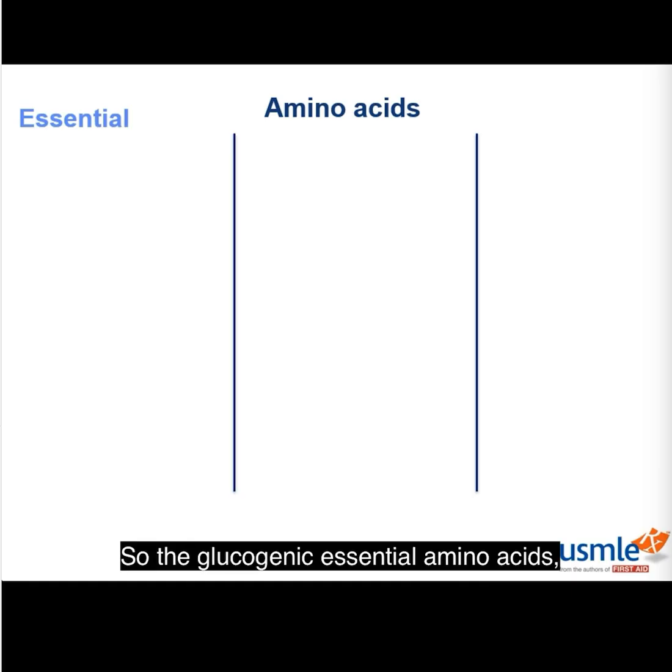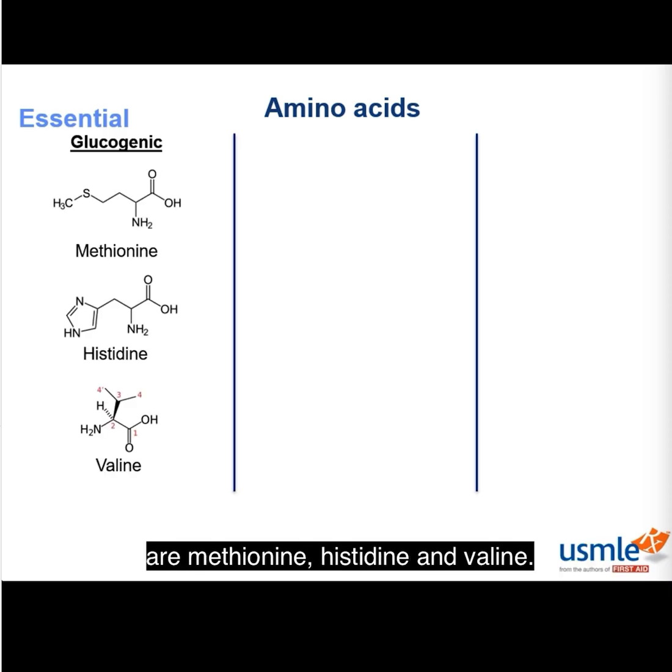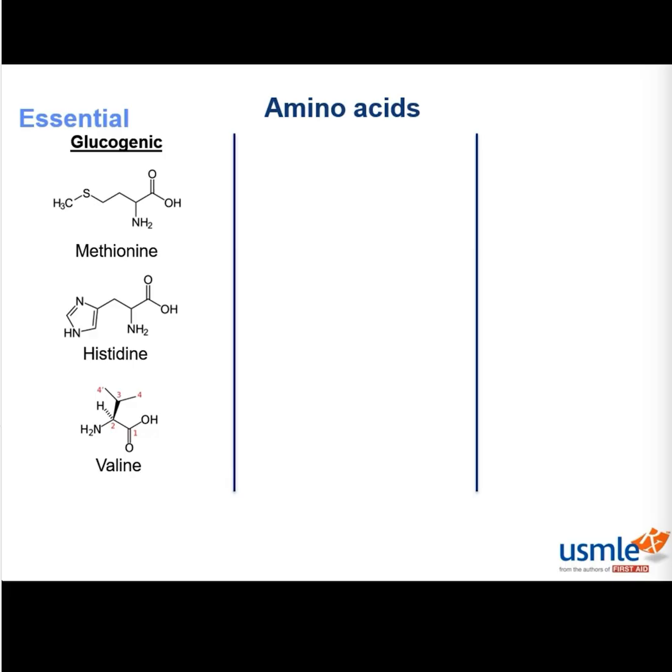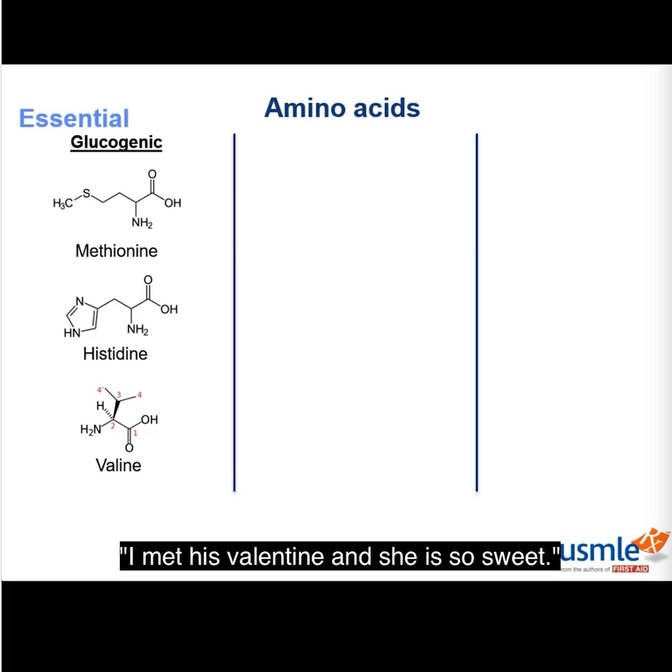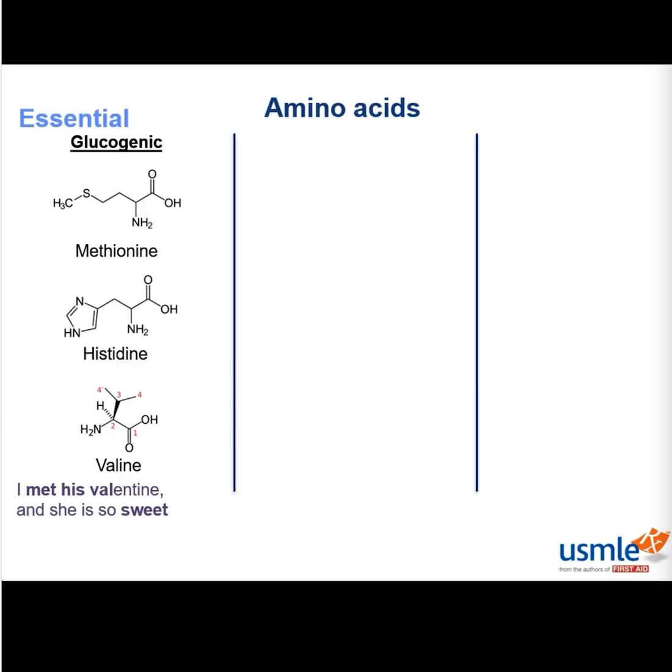So the glucogenic essential amino acids, which are amino acids that can be converted to glucose via gluconeogenesis in the liver, are methionine, histidine, and valine. You can remember this by saying, "I met his Valentine and she is so sweet." Sweet as in sugar or glucogenic.